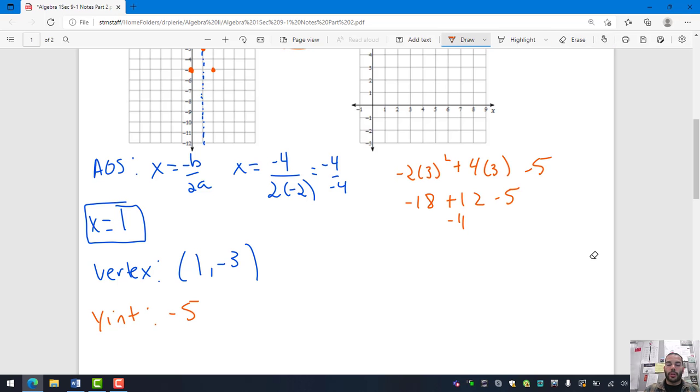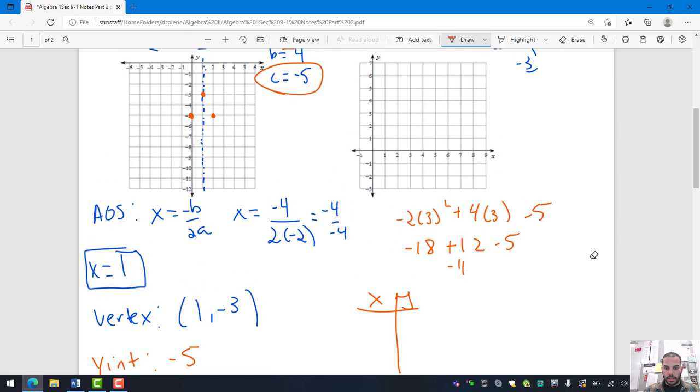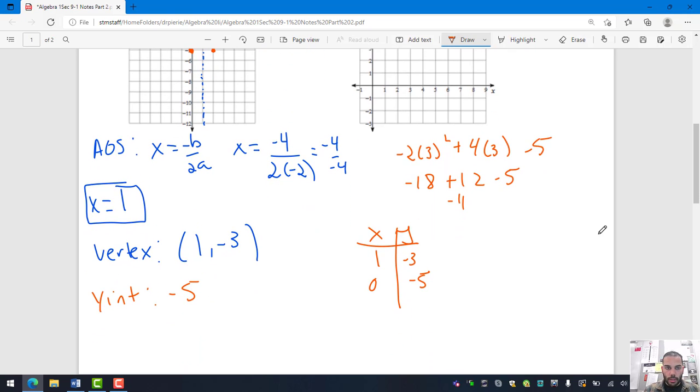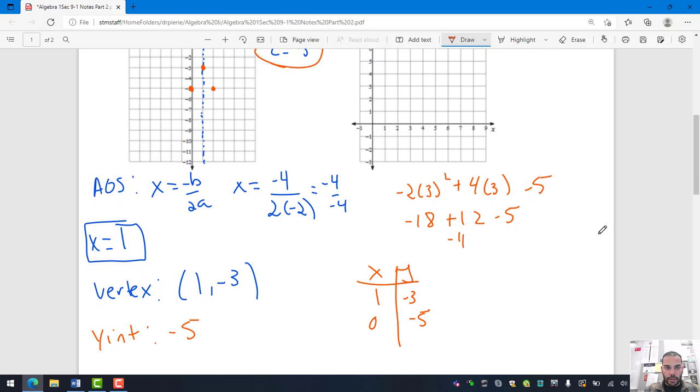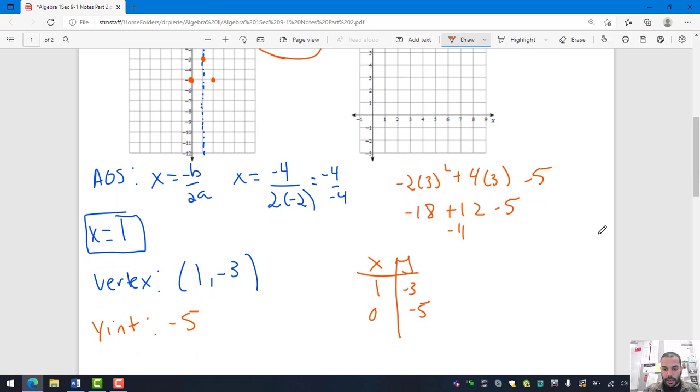So if you're making your input-output table, what are the points we have right now? The first point we got was the vertex. It's at the point 1 comma negative 3. Other points we have right now is the point 0 comma negative 5. And we also have 2 comma negative 5. And the one we found up here is that when we plug in 3, we should get back negative 11. So that's a fourth point.